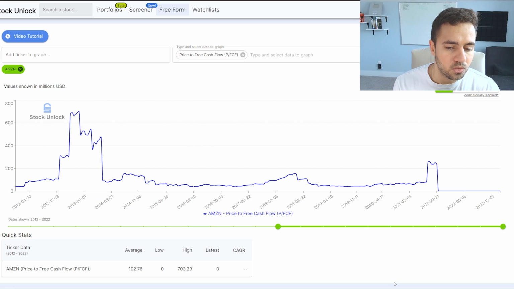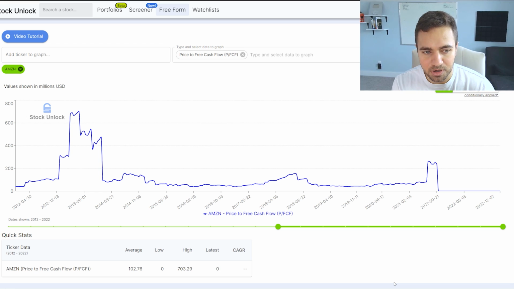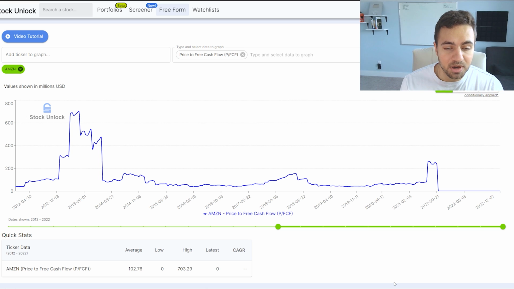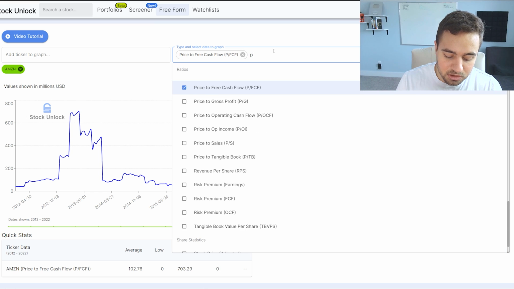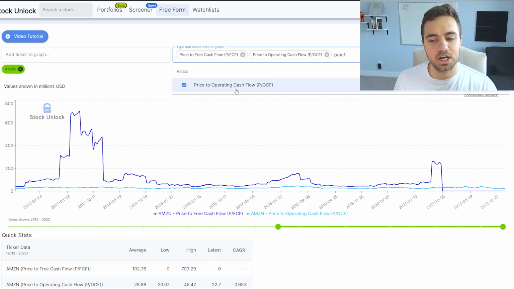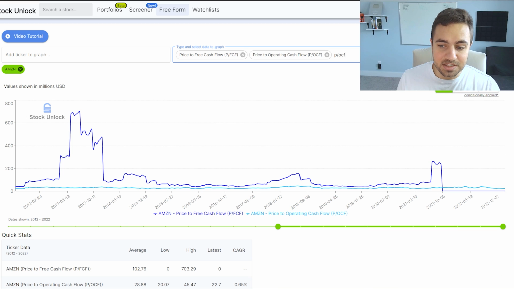There is no real value that I can get here as an investor by taking a look at this. Because when should I buy Amazon stock? Should I buy it when the price to free cash flow is 600, or should I buy it when the price to free cash flow is 30? What kind of conclusion can I get there? So what I like to do is take a look at the price to operating cash flow metric for Amazon. And we can see here that the light blue line is much more consistent and reliable.